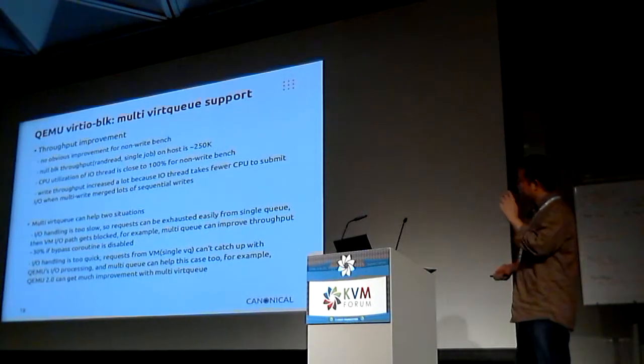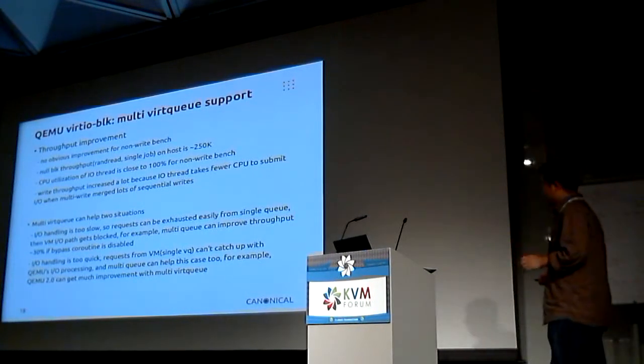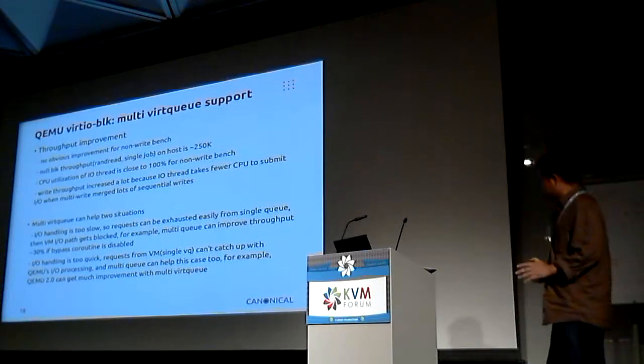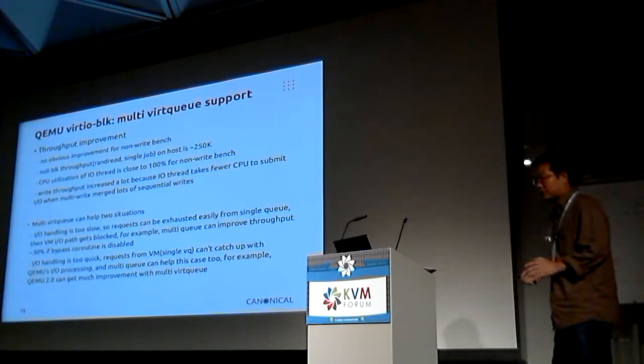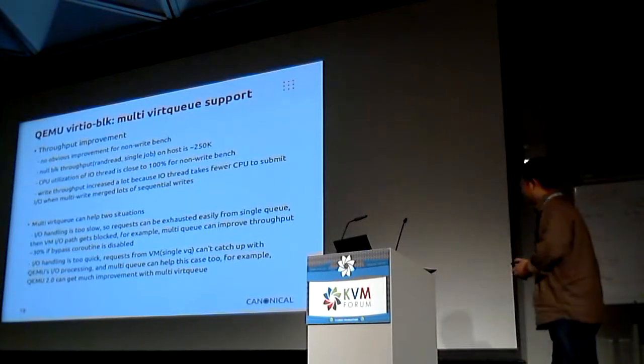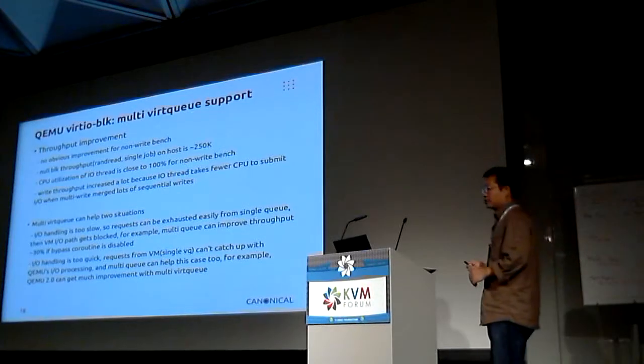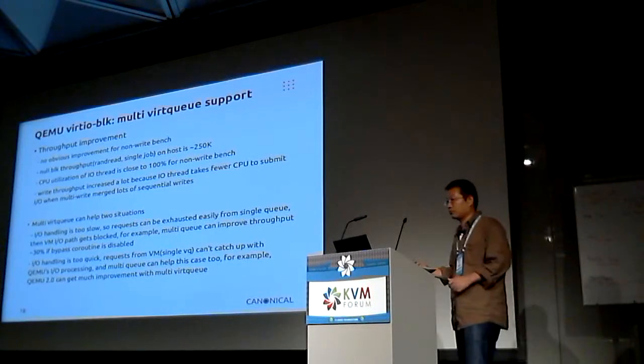If QEMU's AIO handling is too quick, the requests from a single virtqueue can't keep up with QEMU's AIO processing. Multi-queue can help this case too. For example, QEMU can get much improvement with just the multi-virtqueue patches.